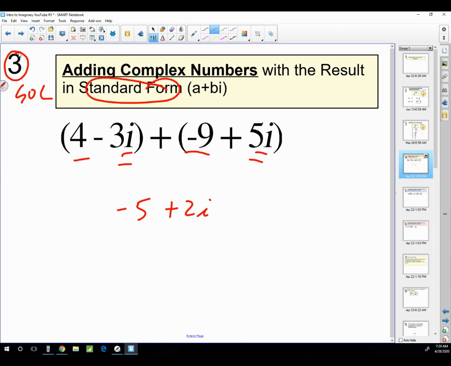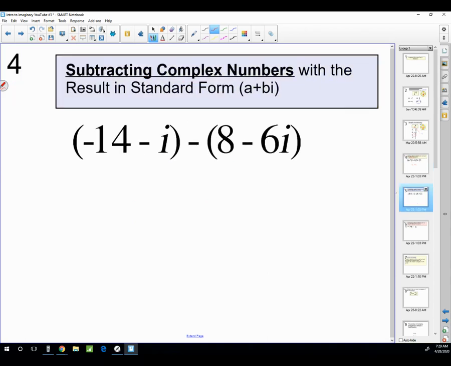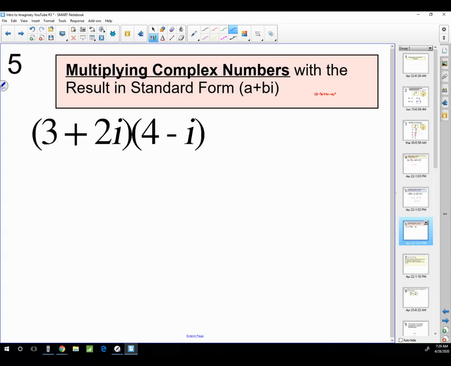No spaces, please. This subtraction is as easy as addition, but we do have to distribute. So let's take an extra step and do that. So it'd be -8 plus 6i. And then it's just like terms. So these two make -22, and these two make 5i. Everybody can do that. Multiplication, there's a little bit more to it than that.